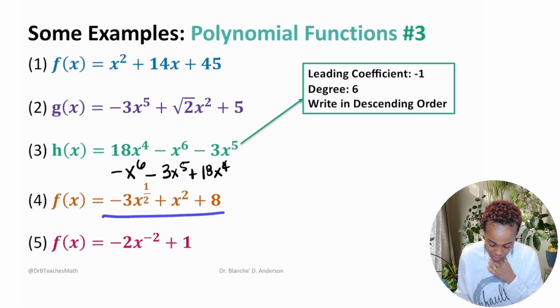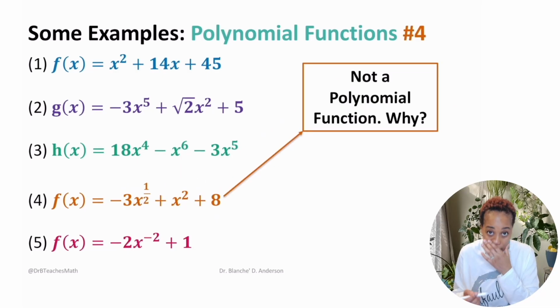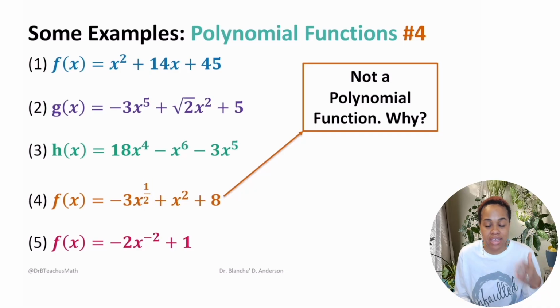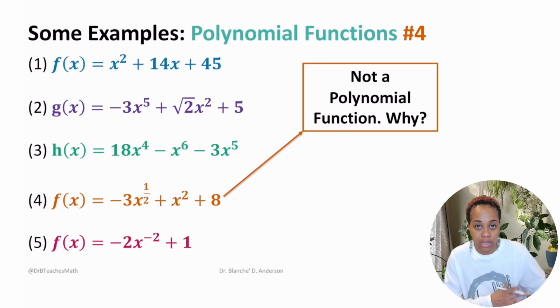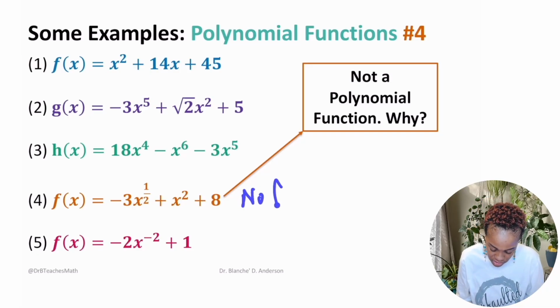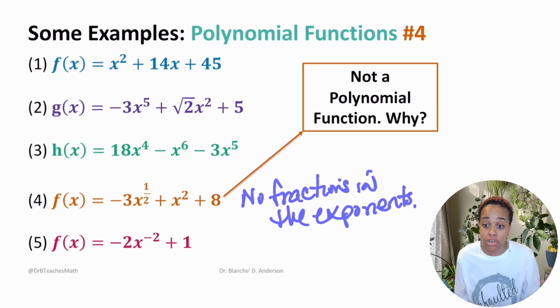Okay, let's look at this next one. Is this a polynomial function? Good, it's not. Why? Because there's a fraction in the exponent. Remember, your exponent has to be non-negative integers. Integers are positive and negative numbers, not the fractions, not the decimals. So that's why this is not. So no fractions, okay? No fractions in the exponents, okay? So that is not a polynomial function.